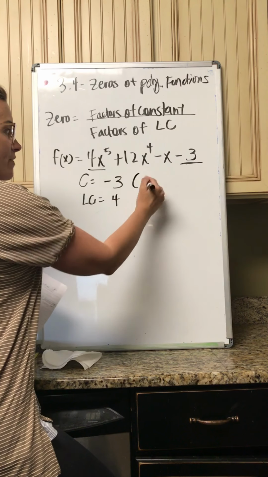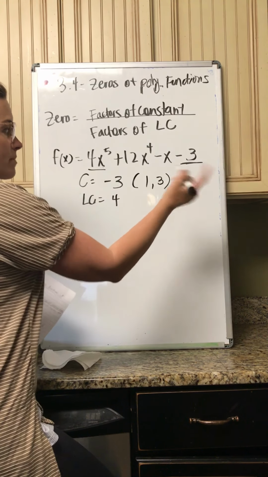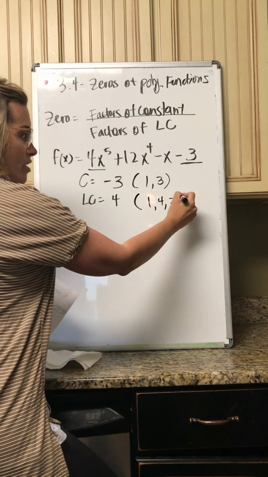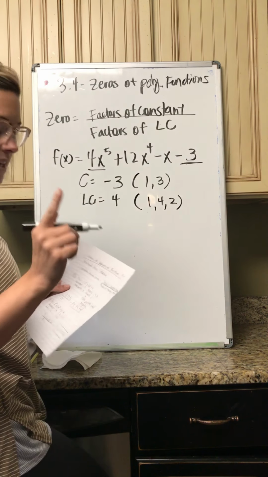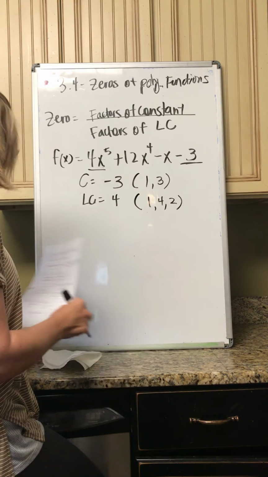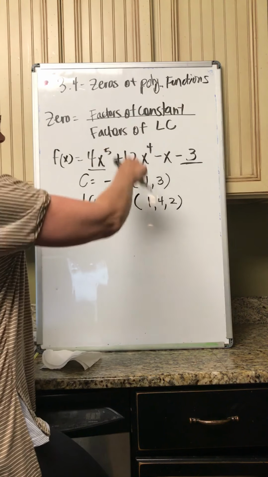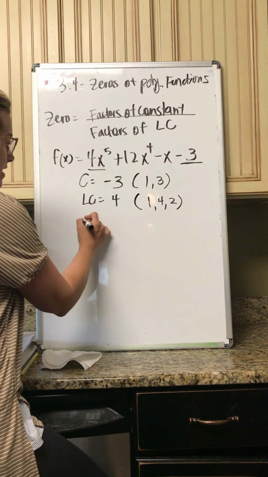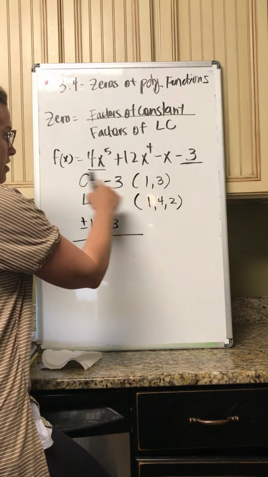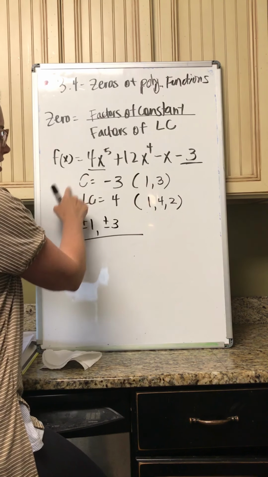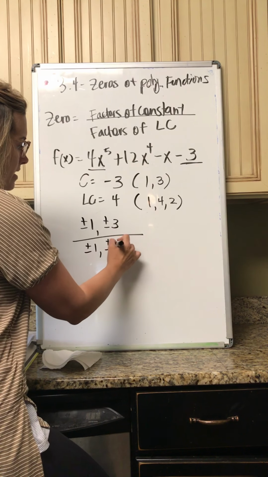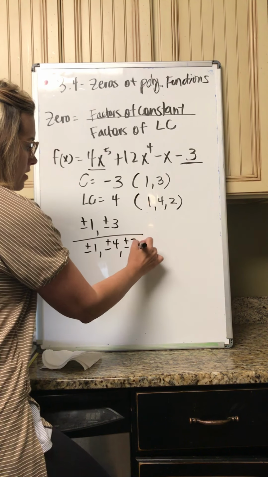Now, your factors of 3 are just 1 and 3 because 1 times 3 is 3. And your factors of 4 are 1 and 4 and 2 and 2, but you only have to list 2 one time. You don't have to ever list it twice, okay? Now, once you do this, you've got to divide. When you divide, you're going to say plus and minus 1 and plus and minus 3 on top, because those are your constants. And your leading coefficient factors are plus or minus 1, plus or minus 4, and plus or minus 2.